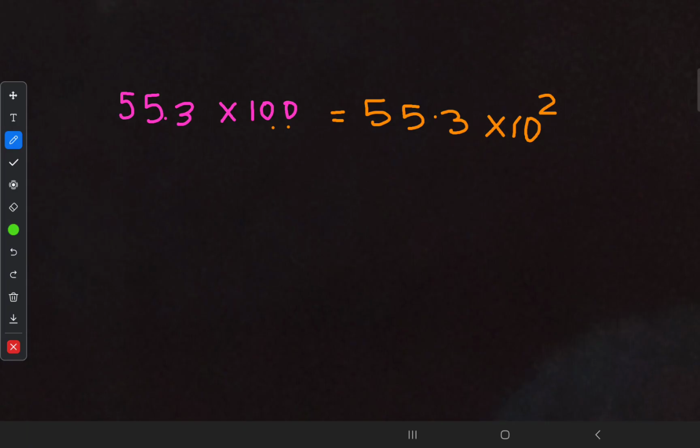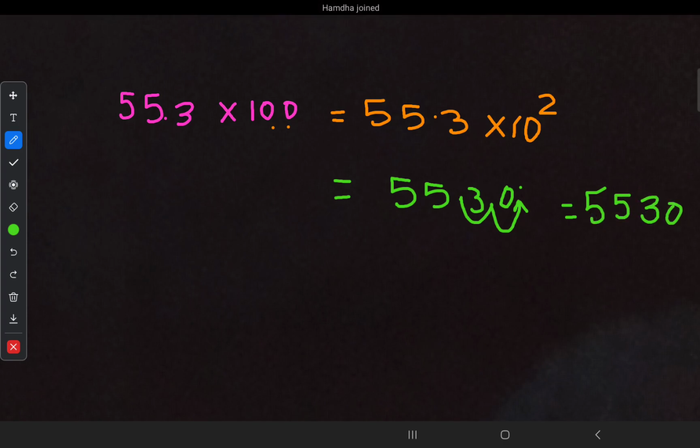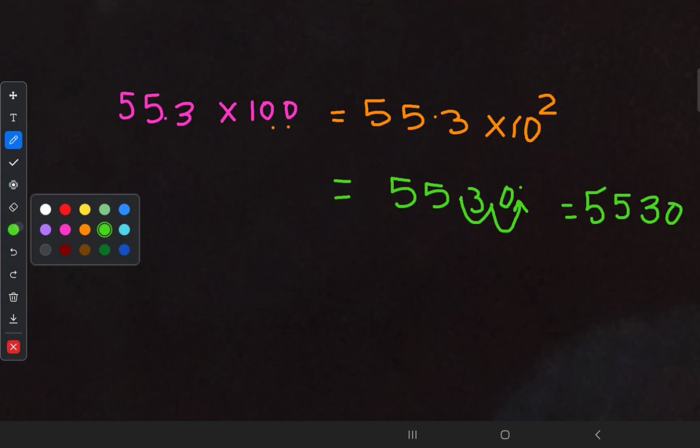Then, while multiplying, just write the number as it is, 55.3. While multiplying with a 10 power, the decimal should move two digits towards its right, 1, 2. So your decimal should be placed somewhere here. But here you can see there is a space, so in this space we can put a 0. So finally, your answer should be 5530. Let's do one more example.